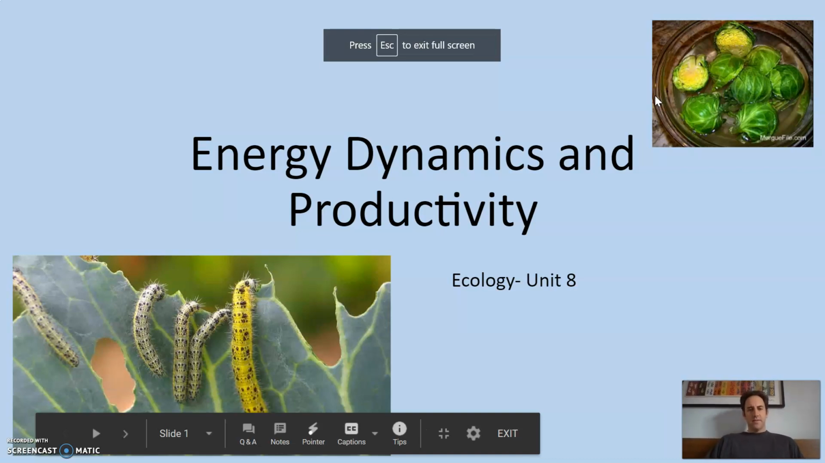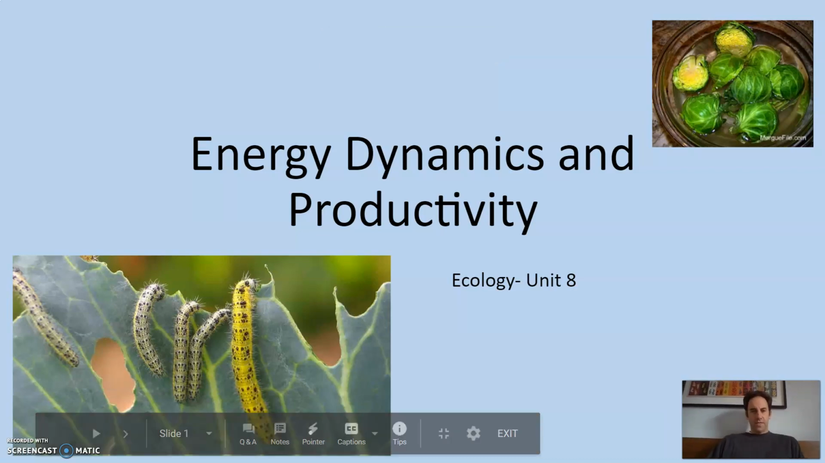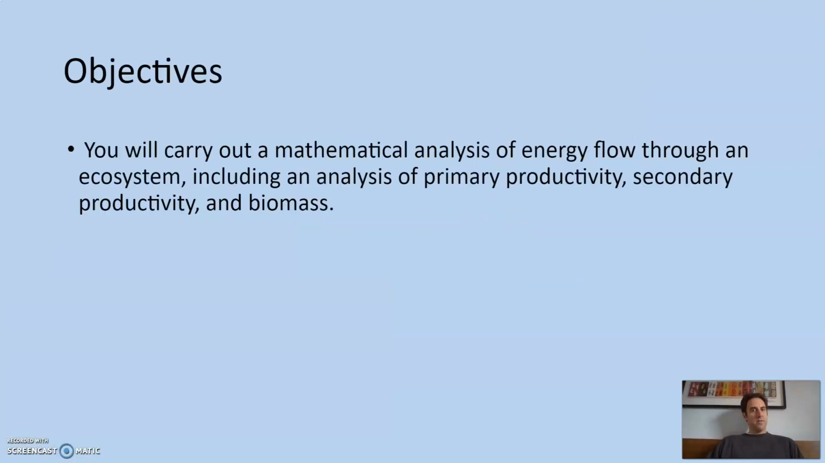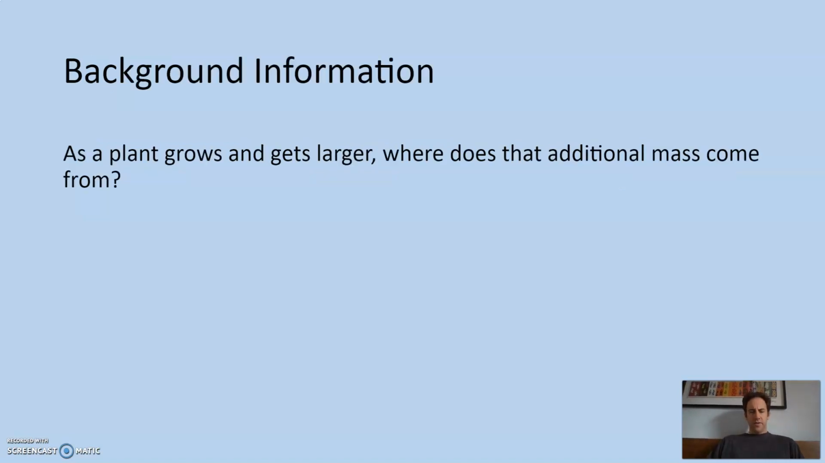So this lab is called Energy Dynamics and Productivity. And spoiler alert, it involves Brussels sprouts and caterpillars. So what you're going to do is carry out a mathematical analysis of energy flow through an ecosystem, including an analysis of primary productivity, secondary productivity, and biomass. So before we dive in, just a basic fundamental question here. As a plant grows and gets larger, where does the additional mass come from?